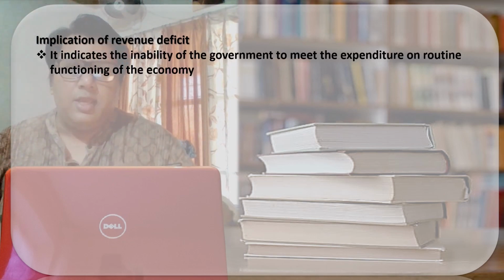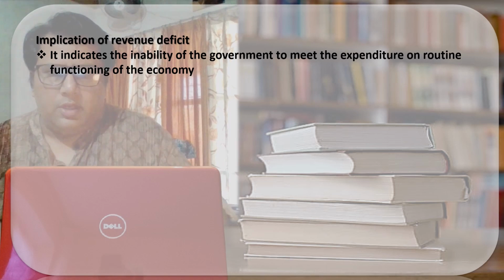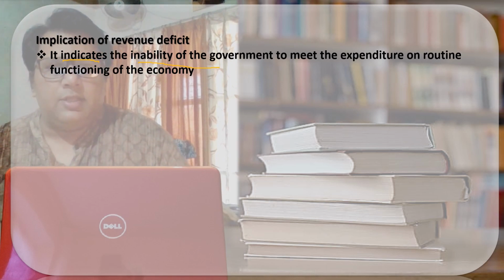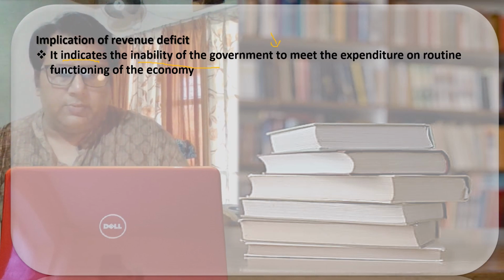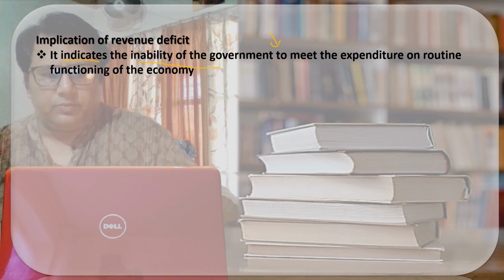Now let us discuss the implications of the revenue deficit. What does revenue deficit indicate? The inability of the government. It indicates that the government is incompetent to meet the expenditure. The government has not made the planning properly, because of which the government is facing the problem of scarcity of funds. That is what the revenue deficit tells us.